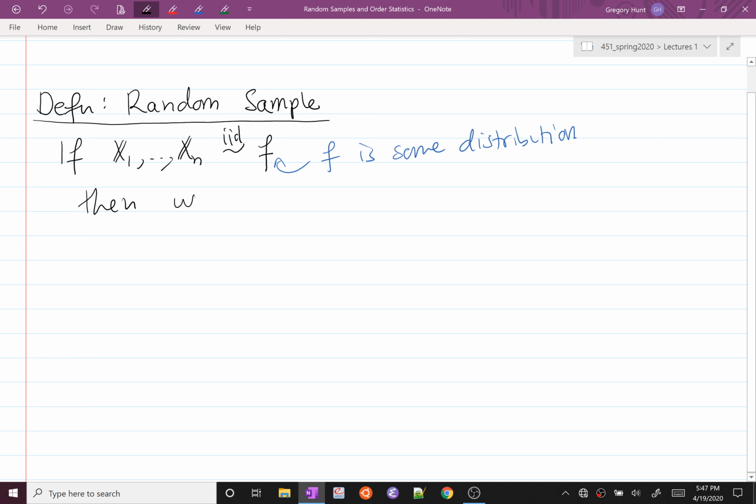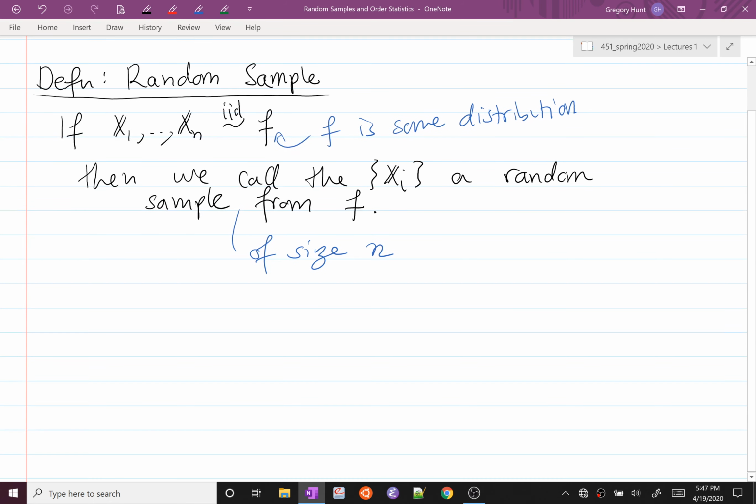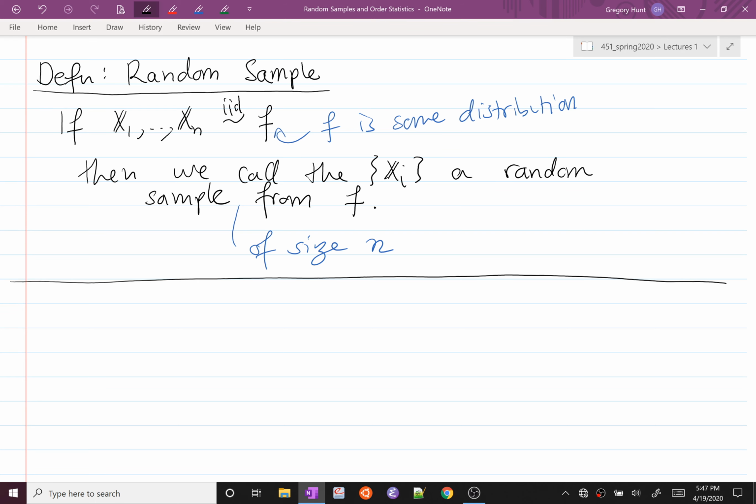Then we call this collection of X sub i's a random sample from this distribution, or this population, F. And it's a random sample, we could say, of size n from F. So to a mathematical statistician who's thinking about everything probabilistically, a random sample is just some random variables that are IID from some distribution.